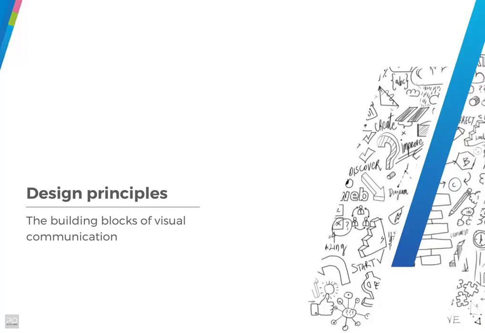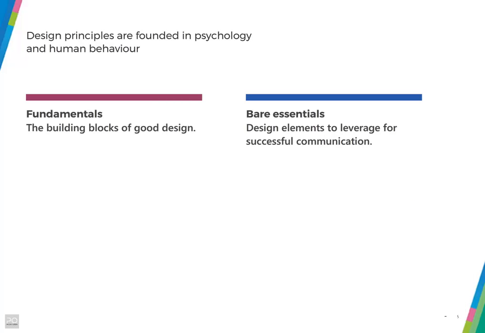In this section, we will run through some basic design principles. These design principles are founded in psychology and human behaviour. They are the rules a designer follows to create an effective and attractive composition and a better, more consistent experience for their users. There are 5 fundamental principles, also known as the building blocks of good design. These are Gestalt, Unity, Hierarchy, Balance, and Similarity, and each of these guide the decisions you make as you're working on a project.